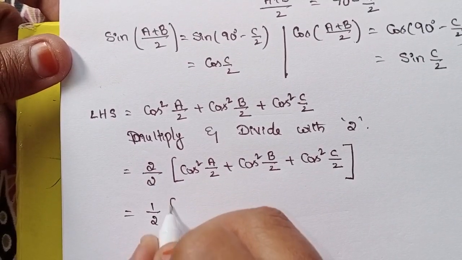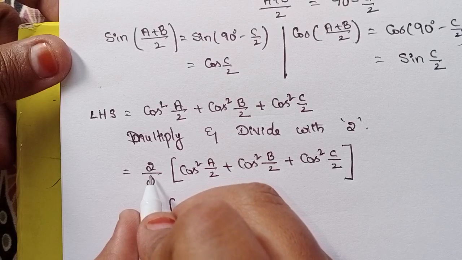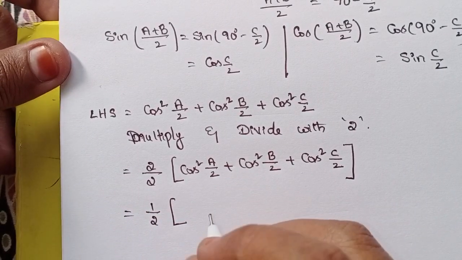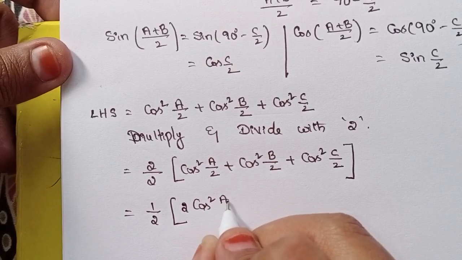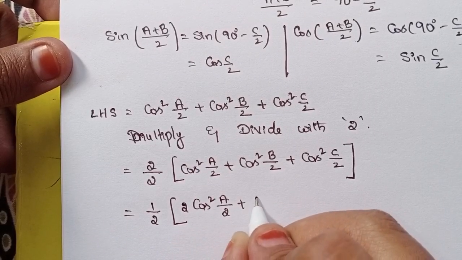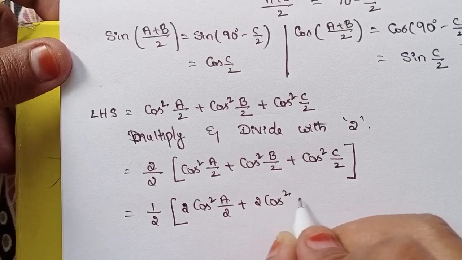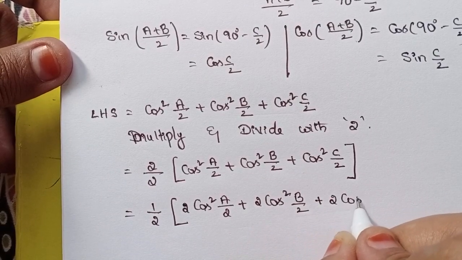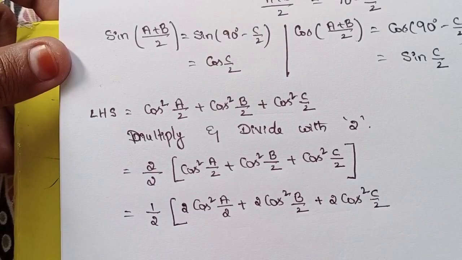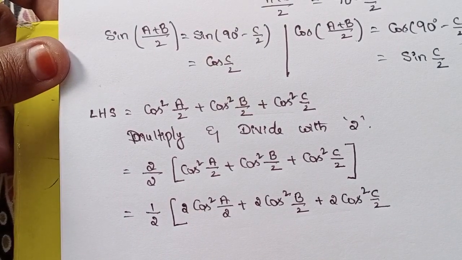Okay, 1 by 2 times of multiply 2 with these terms. 2 times of cos square A by 2 plus 2 times of cos square B by 2 plus 2 times of cos square C by 2.